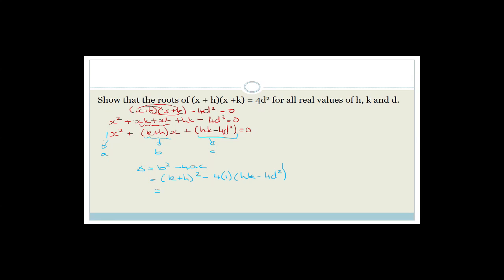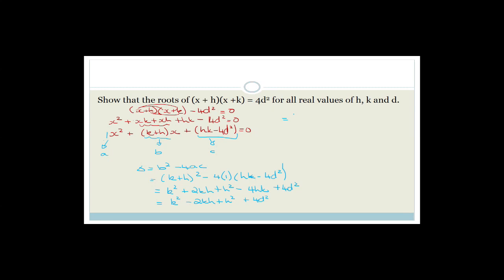Okay, so now what we're going to do is multiply this out. So we've got k squared plus 2kh plus h squared. Then we multiply this with this, it becomes minus 4hk, and minus times a minus is plus 4d squared. Okay, that's so much better. So there we go, k squared, this becomes minus 2kh plus h squared, plus 4d squared.